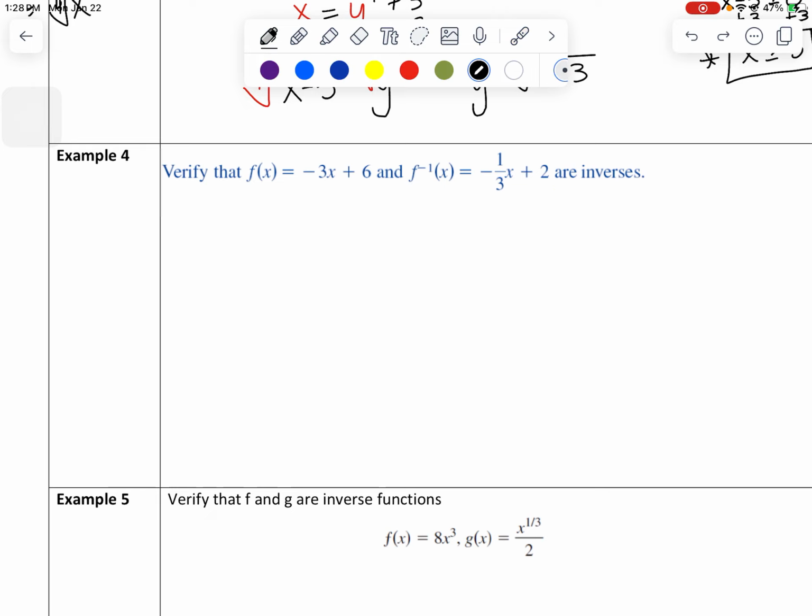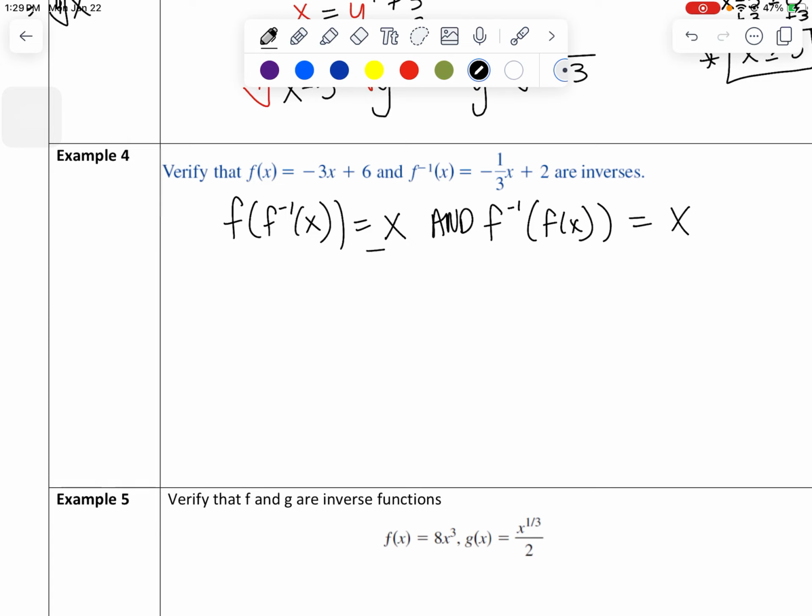Now I'm going to prove to you that they are inverses. We do that by using composition. If you take the function and input its inverse and simplify it, it should equal x. Then you have to do it the reverse way. So you take the inverse and put in the original, and when you simplify it, it equals x. If you get x for both, then they are inverses of each other.